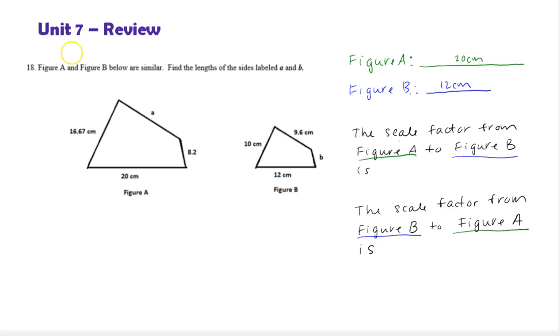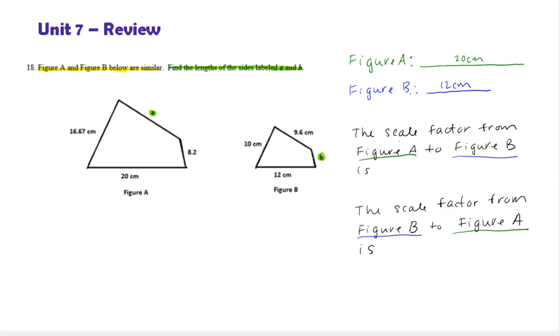Unit 7 Review, Question 18. Figure A and Figure B below are similar, and we are asked to find the lengths of the sides labeled little a and little b. So here are the sides, A and B, labeled on these two similar figures.